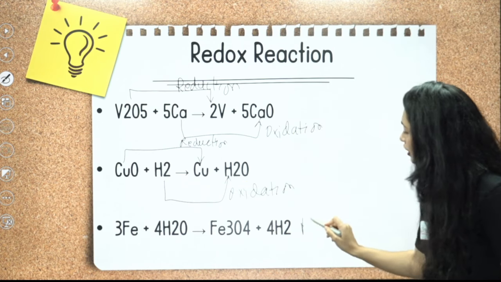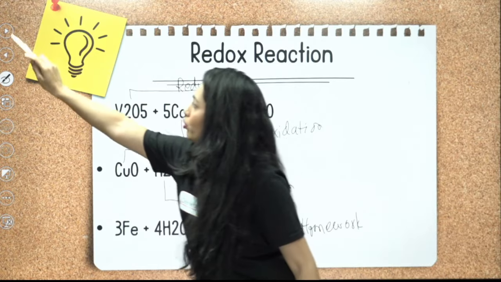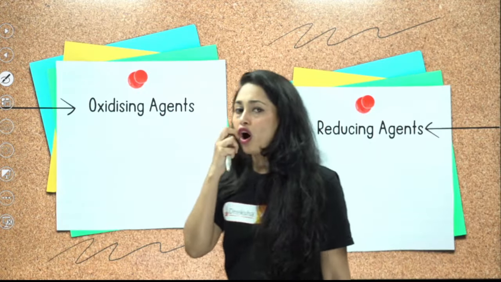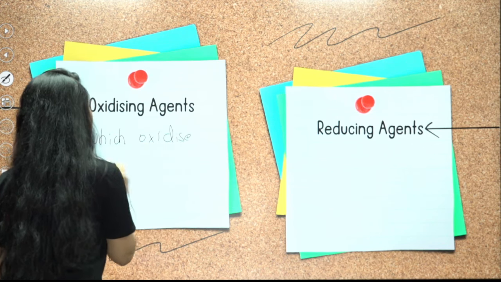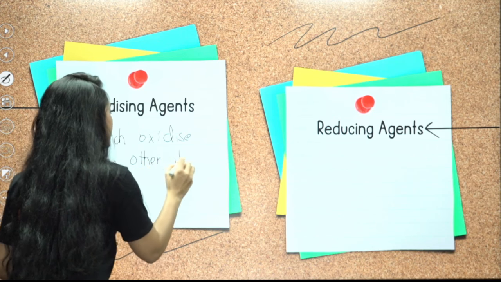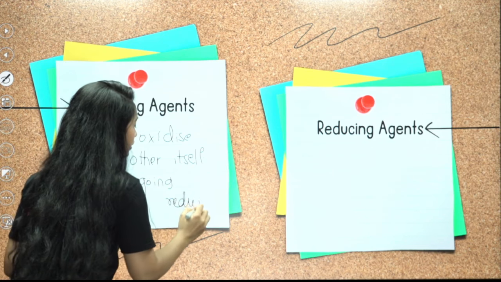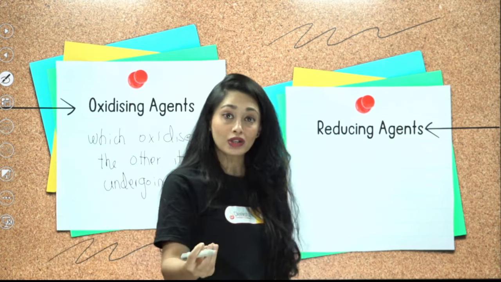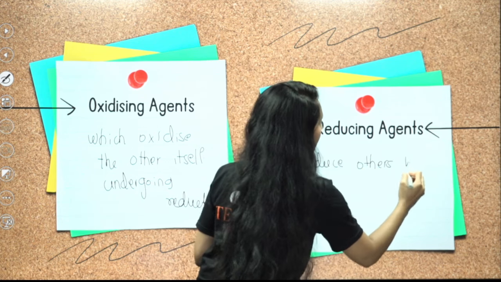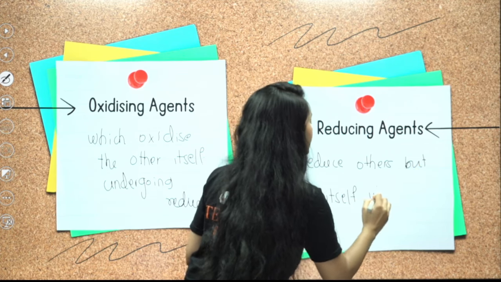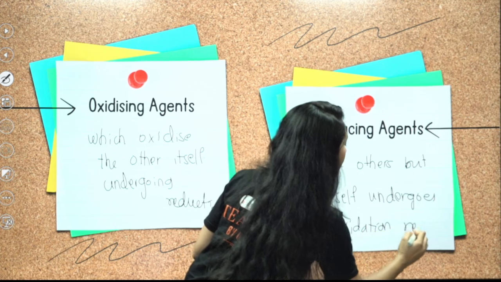Okay, so this is your homework. Please comment down as to which is undergoing reduction and oxidation. These are examples for redox reactions. Moving on to the next concept, oxidizing agent and reducing agent. Oxidizing agents are those substances which oxidize the other, itself undergoing reduction. And reducing agents are those substances which are going to reduce others, but itself undergo oxidation reactions. These are nothing but reducing agents.